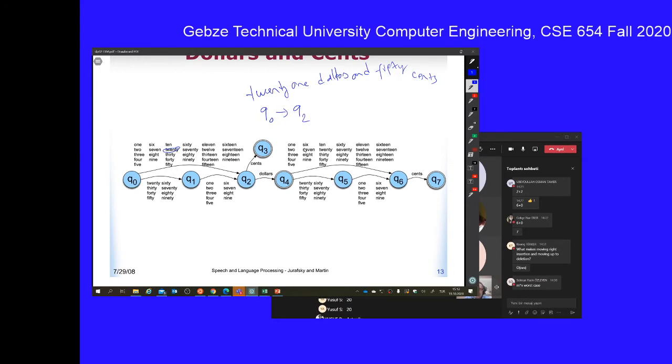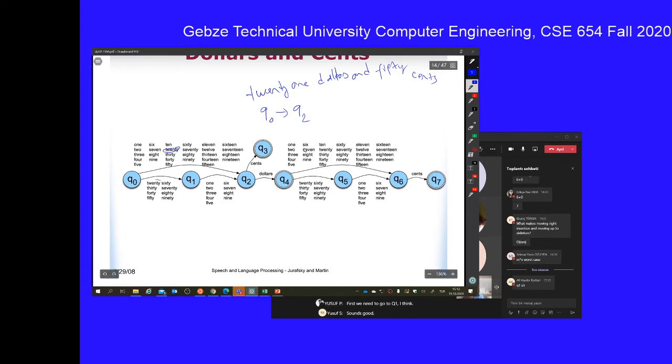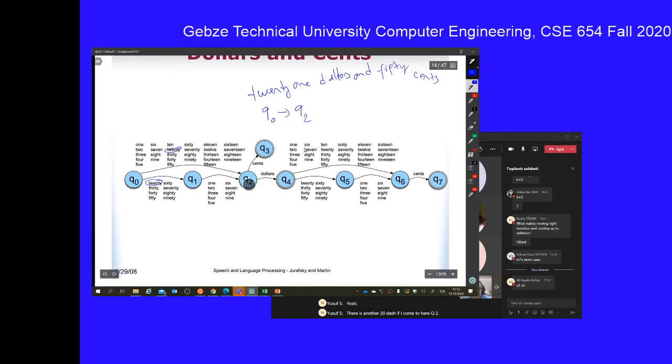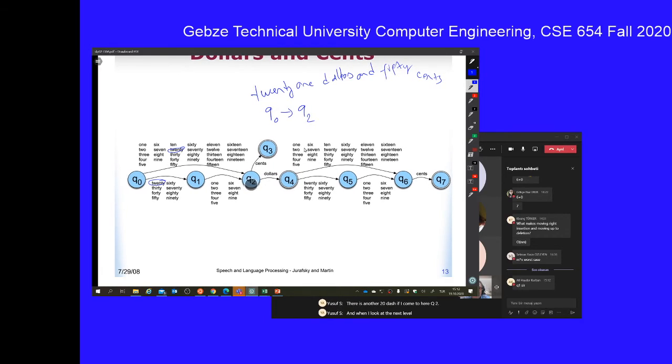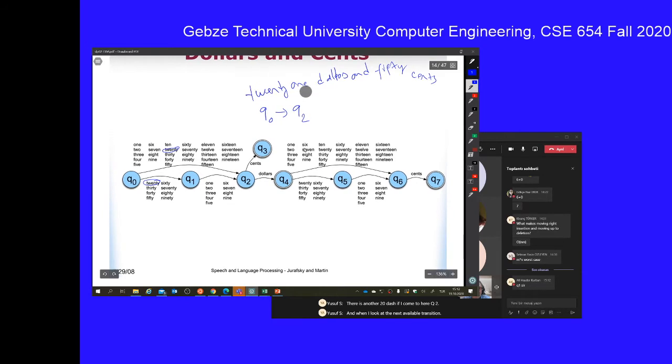First we need to go to Q1, I think. Under the line, there is another 20 there. If I come to Q2 and look at the next available transition, as input I have 1, I cannot do anything. That doesn't mean that I should stop and reject the string. It means that there could be other solutions. So I try the other one.